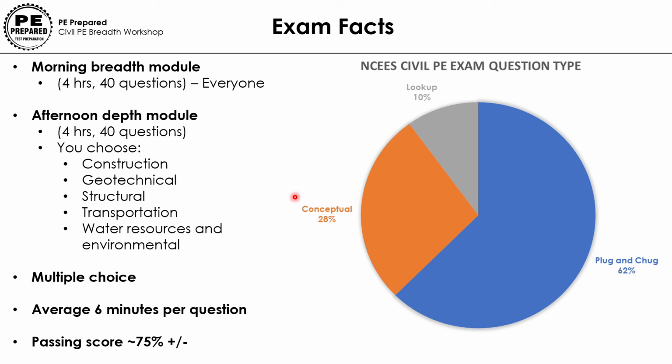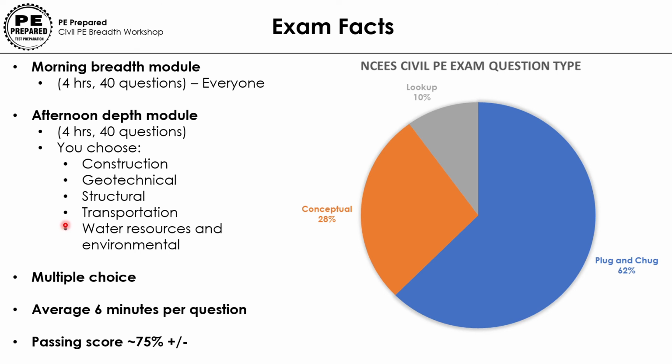an afternoon depth module. You have a choice, and there are 5 different depth modules available for an examinee to choose. That is also a multiple choice exam. It's also 4 hours and 40 questions, but it'll get a little more in the weeds on one of these subject areas that you choose: construction, geotech, structural, transportation, or water resources and environmental.